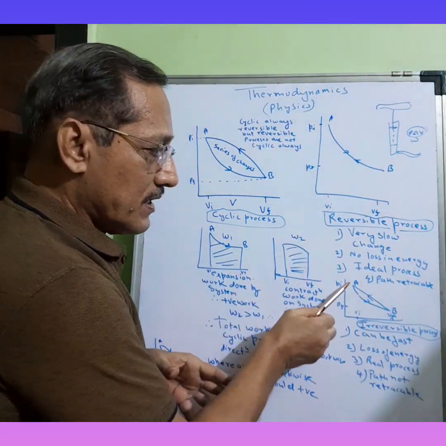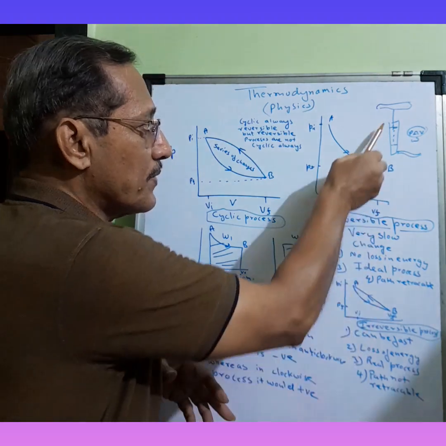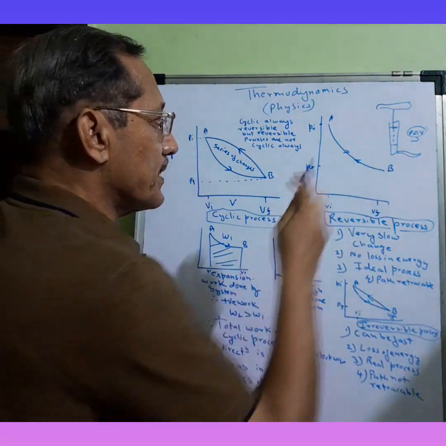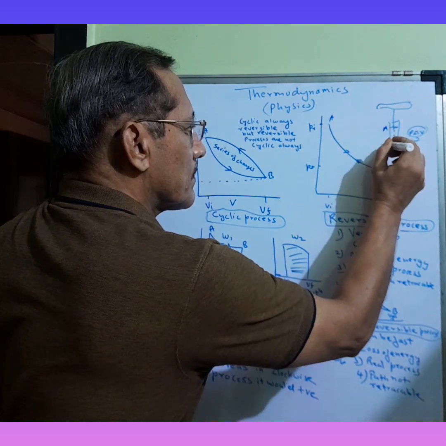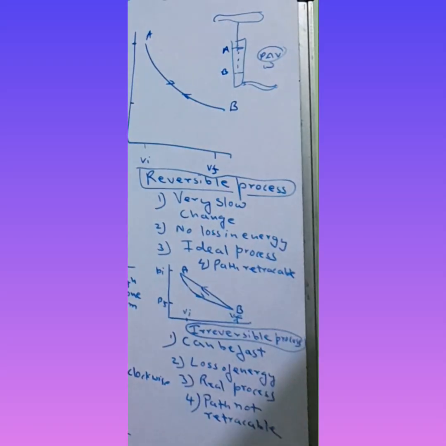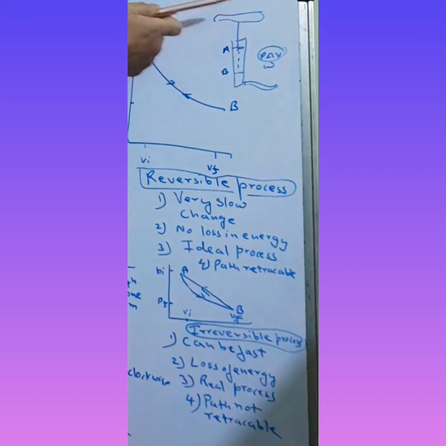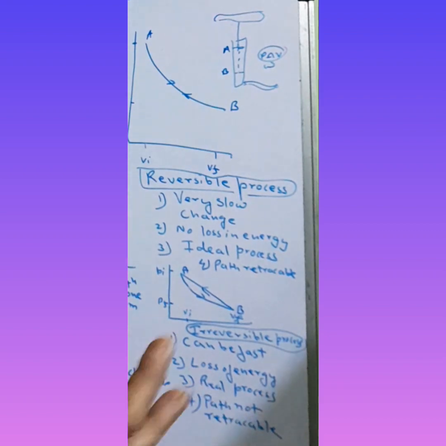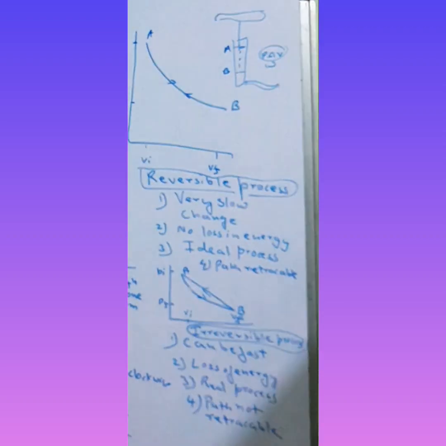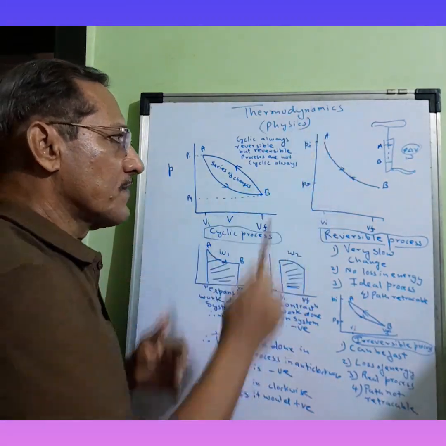Now see, I push it down here, I come from A to B. Let me mark this as A to B. I push it from A to B. So yes, done. When I am coming back with rapidity, friction is created, owing to friction heat is generated, and that again is a loss in energy. This is the loss in energy. So it's an irreversible process because there's loss in energy.